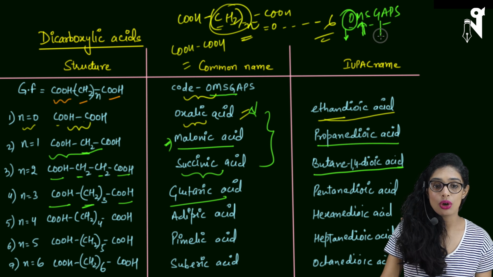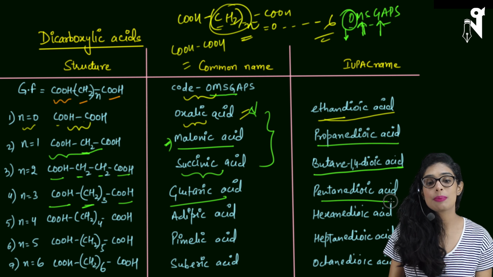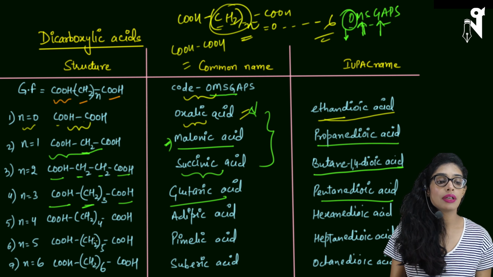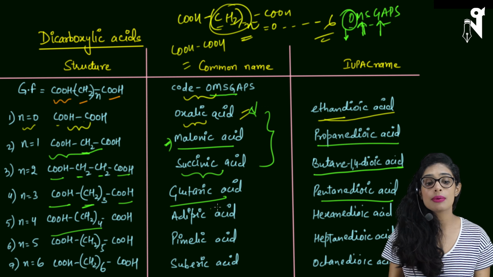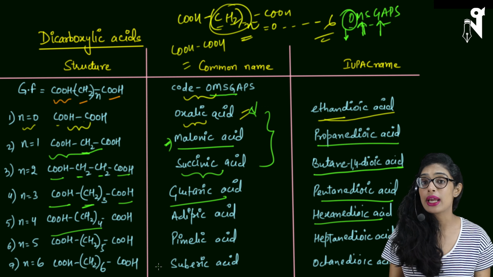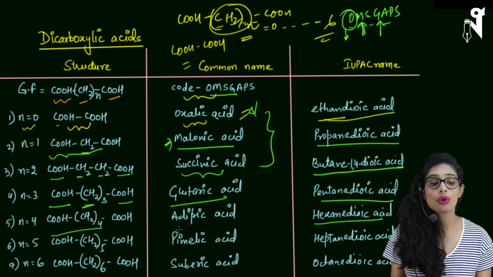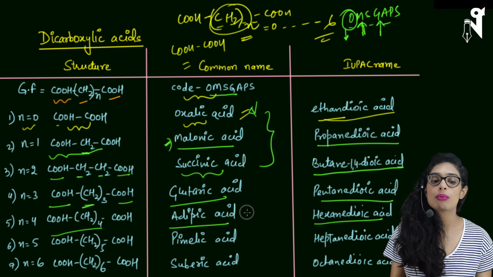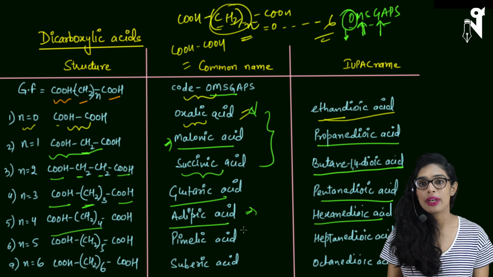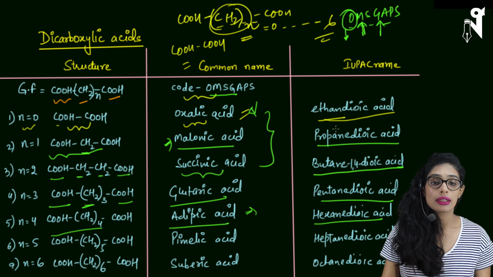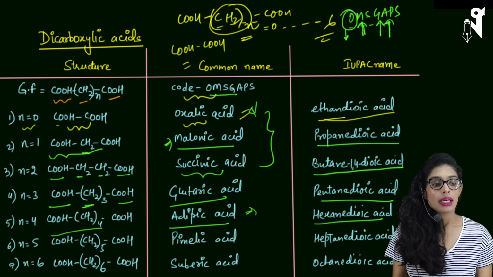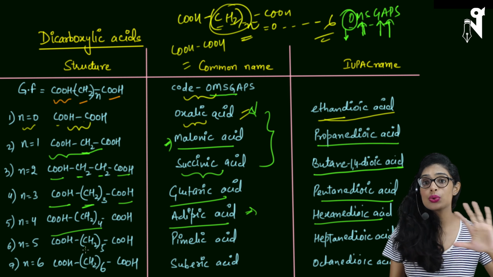Again, it's G of gaps, and the IUPAC name is going to be pentanedioic acid. Similarly, if you have four CH2s in between, the total carbon chain is made up of 6 carbons, so it is hexanedioic acid. The common name is adipic acid. This is again one more very important common name, which you will encounter very often, and this is A of gaps. Next is when there are 5 CH2s in between.